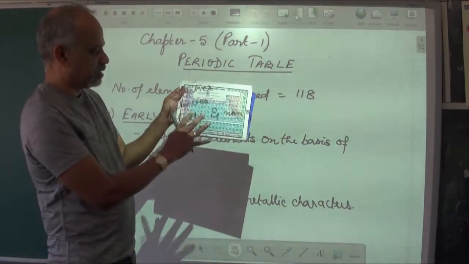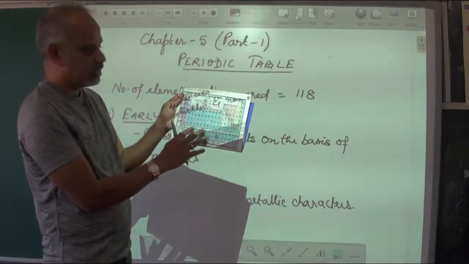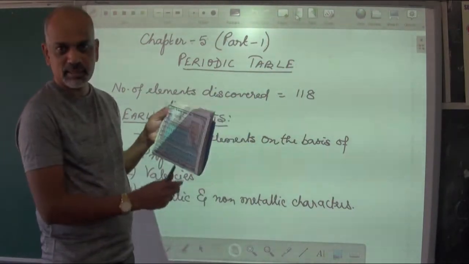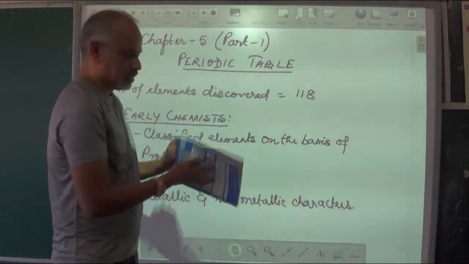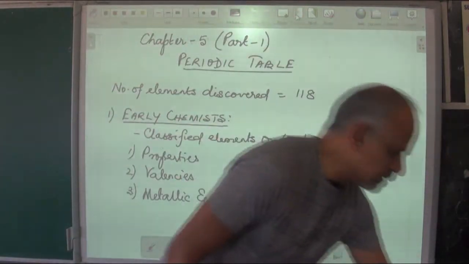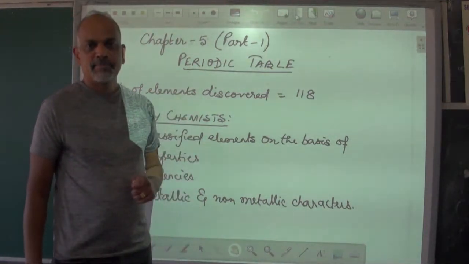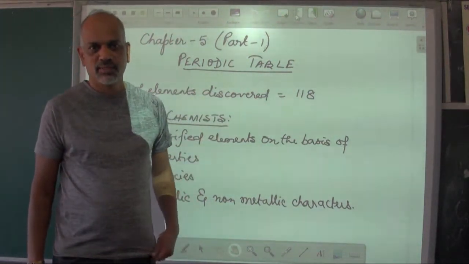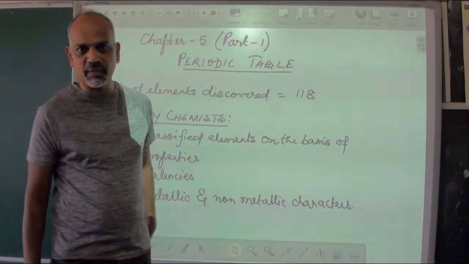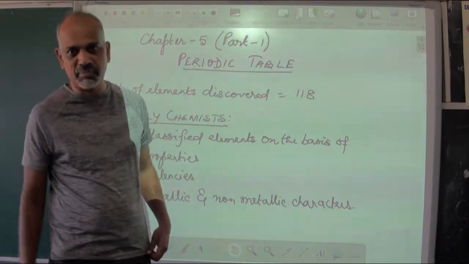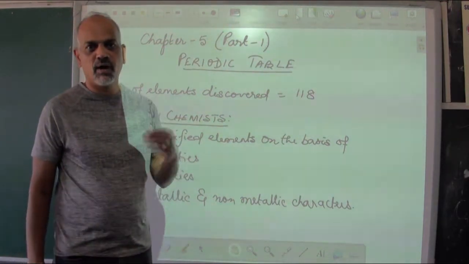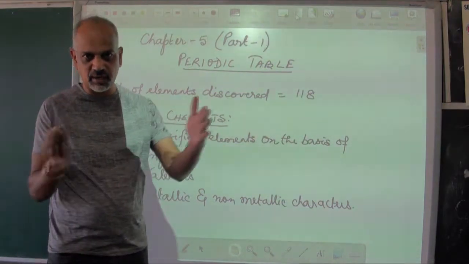So this is the actual periodic table. This is called the modern periodic table. Now, about the periodic table. Originally, there were many scientists who wanted to make the periodic table. It was not called the periodic table. They wanted to arrange all the elements in a certain order.